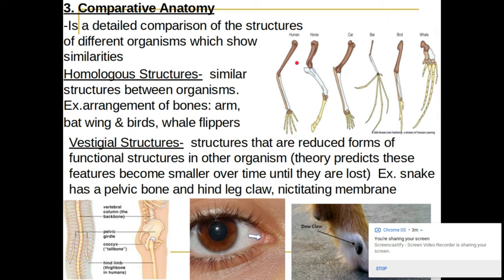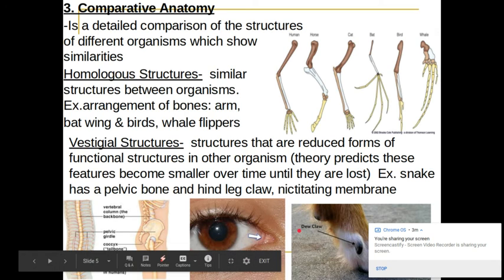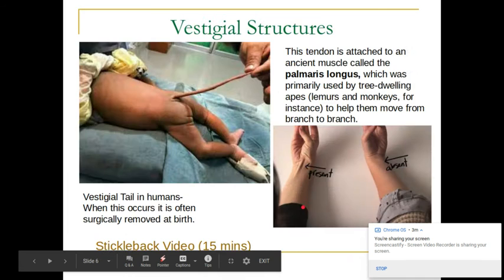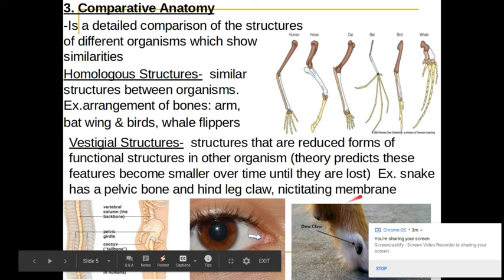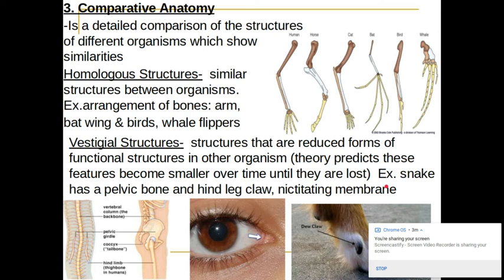Vestigial structures. These are structures that are reduced forms of functional structures in other organisms. The theory predicts these features become smaller over time till they are lost. Now, I love this one right here in the eye. That's a great shot. Can you see it? It's called the nictitating membrane. Oh, there it is right there. Nictitating membrane. So for animals that go underwater, that covers the eye so it doesn't dry out.